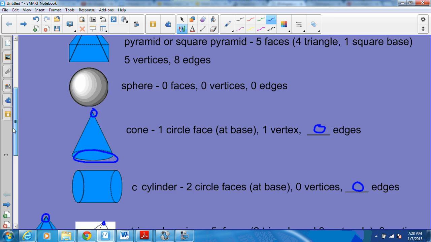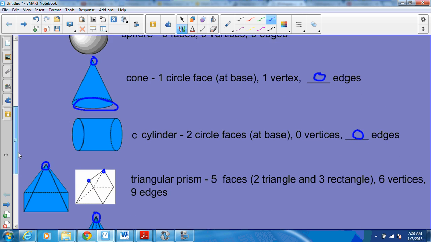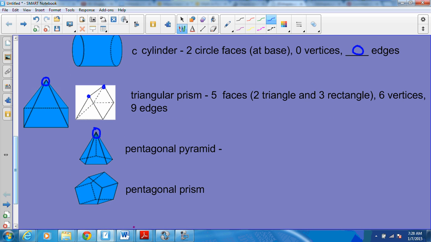And these are all 3D shapes. We'll talk about them again another time.